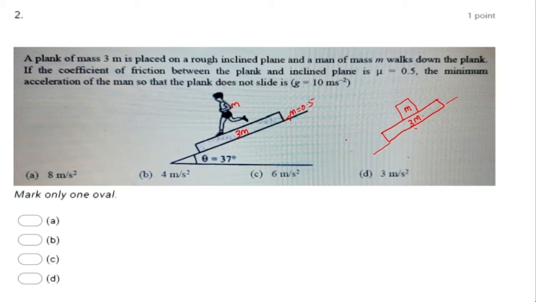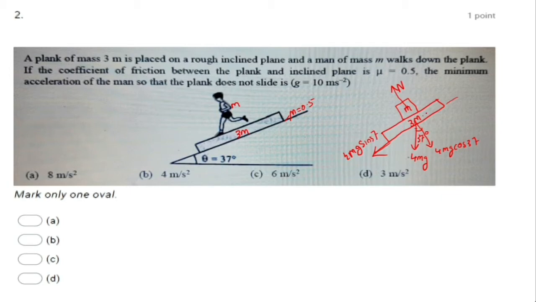Which forces are acting on these masses, on the plank? You can see the force acting vertically downward is 3m plus m, that is 4mg vertically downward. It can be resolved into two components. If the angle is given as 37 degrees, this angle also becomes 37 degrees. So this becomes 4mg cos 37, that will be equal to the normal reaction force. And towards the left-hand side, you can see 4mg sin 37.